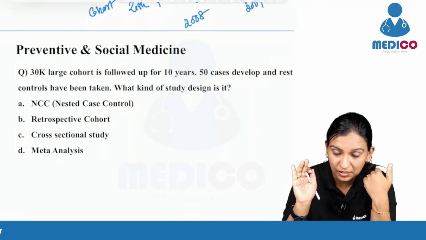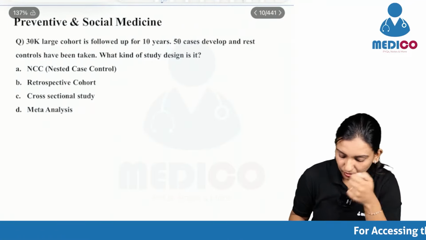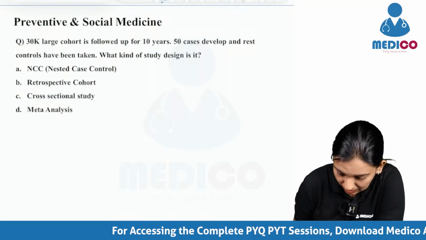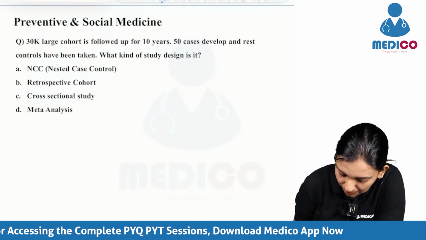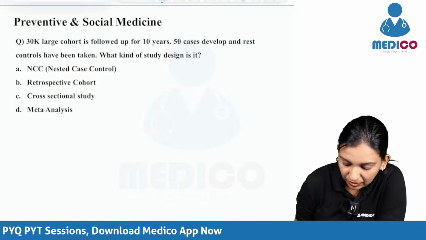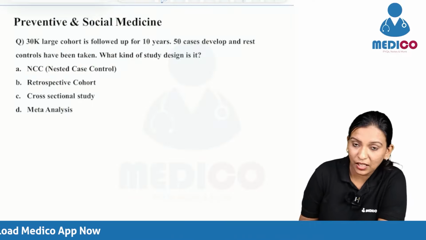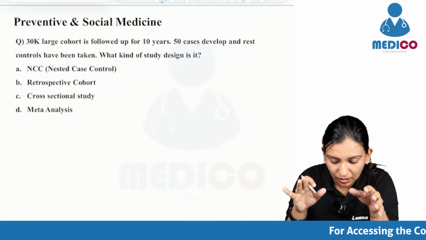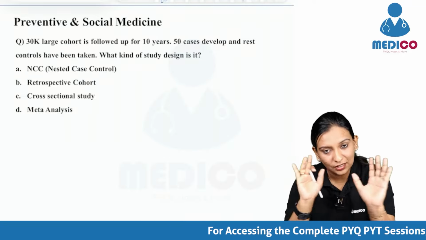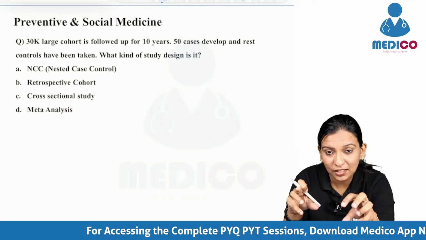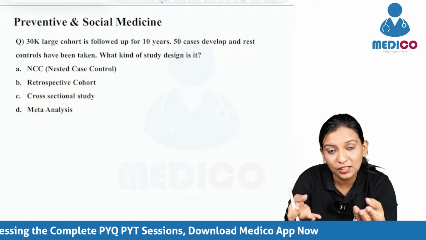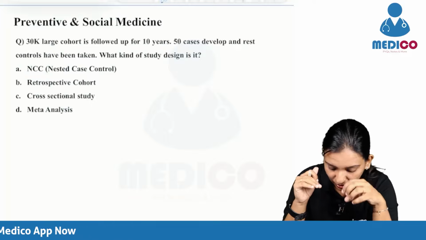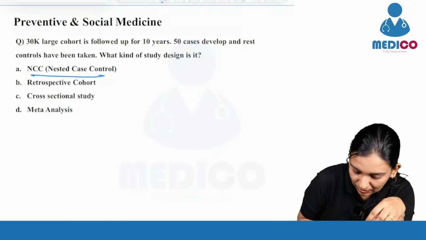Now moving on to the next question. Okay. A large cohort of 30,000 is followed up for 10 years. Then 50 cases developed and the rest controls have been taken. What kind of study design is it? So what do you have here? You have a big cohort going on, right? You have a big cohort of 30,000 people, which you are following up for 10 years. That study is going on. So within that cohort, you're doing a second study, a case control study within that cohort. This kind of study is called a nested case control.